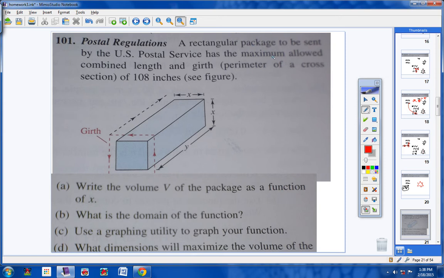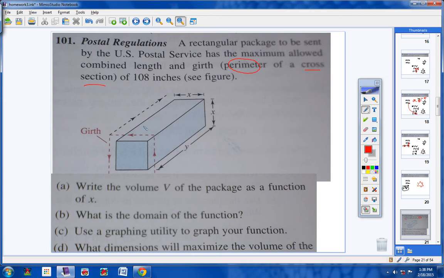A rectangular package to be sent by the USPS has the maximum allowed combined length and girth of 108. So that's the maximum length and girth you're allowed to have. Now, we know what length is. It's this right here. We got that, no problem. Length is how long the package is. But what's girth? Well, I'm glad you asked. Girth is the perimeter of the cross section.